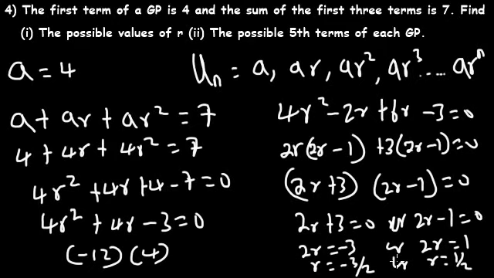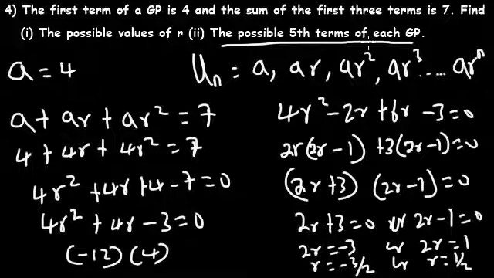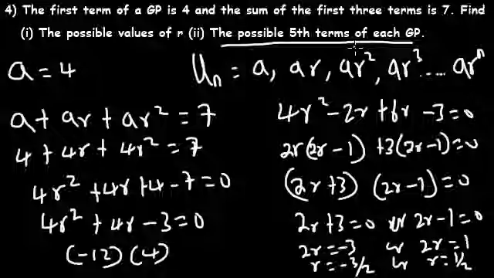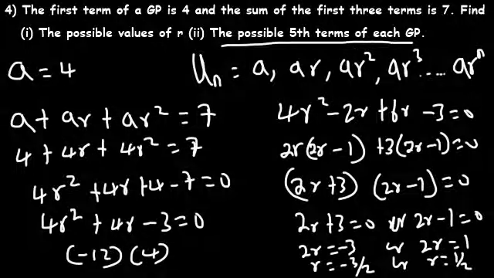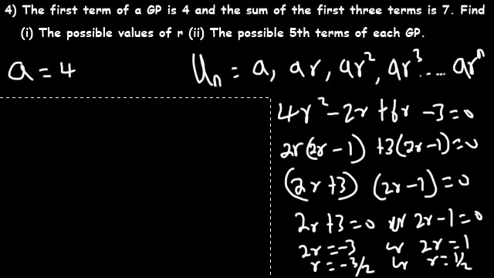Perfect. Now let's say we should find, in figure 2, the possible fifth terms of each GP. The GP that has minus 3 over 2 as its common ratio will definitely be different from the GP that has 1 over 2 as its common ratio. That's why the question asks us to find the fifth term of each GP, because the GPs will be different since their common ratios are different. So we want to find the fifth term of each of them. To find them, here's what we're going to do. Don't forget, the first term is 4.